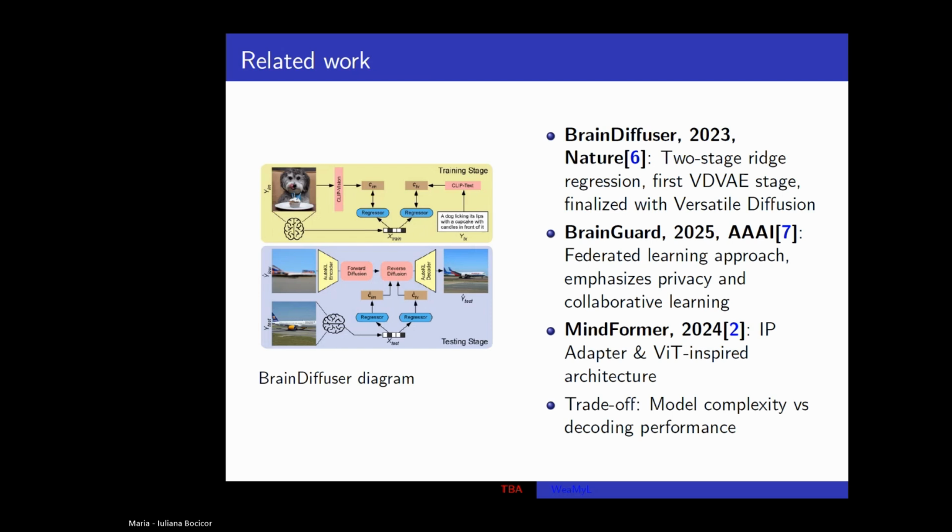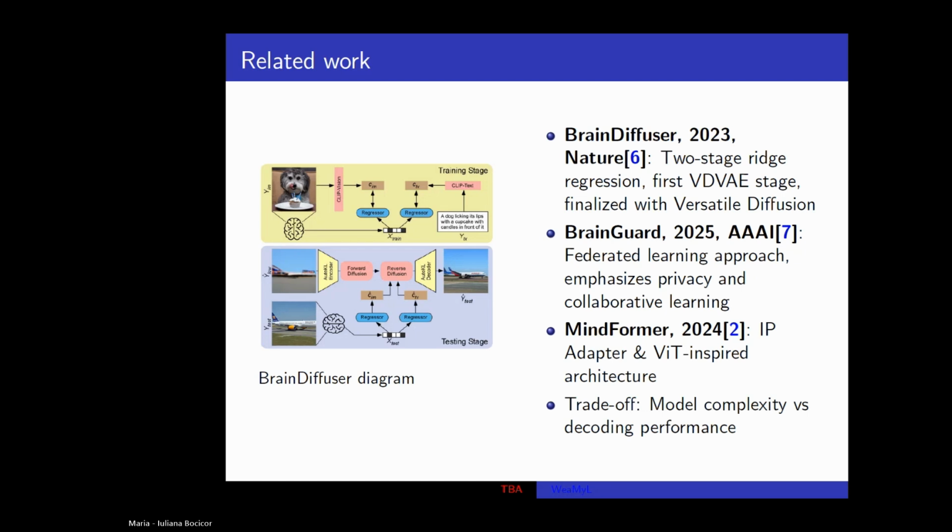Then there are 2 other papers that I mentioned here. One is a really recent one, BrainGuard, which appeared this year, and they put an emphasis on privacy. They say that maybe it's not good to aggregate data from multiple individuals for privacy reasons. So they made a federated learning approach. And then there's MindFormer, which used IP adapter for generating those embeddings.